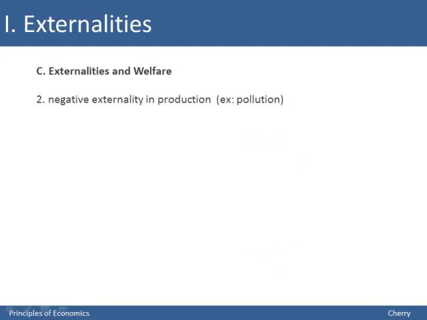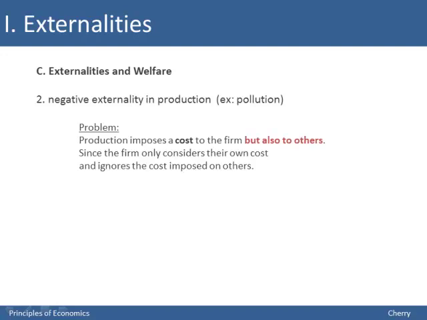So now let's look at another example, negative externality in production. So we use the example of pollution from a production process. So the problem is that the production imposes a cost to the firm, but it also imposes an external cost onto society or the neighboring neighborhoods. Right, so the firm is only going to consider the cost that's imposed on themselves, and it's going to ignore the cost that it imposes on society.